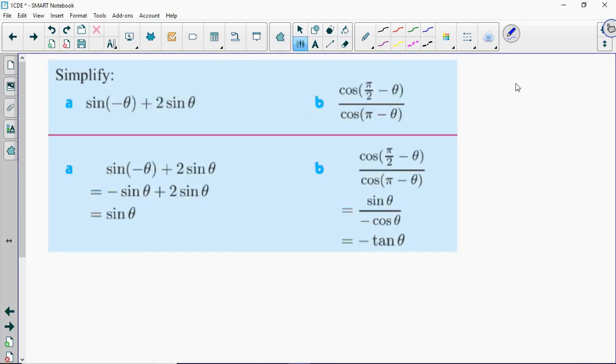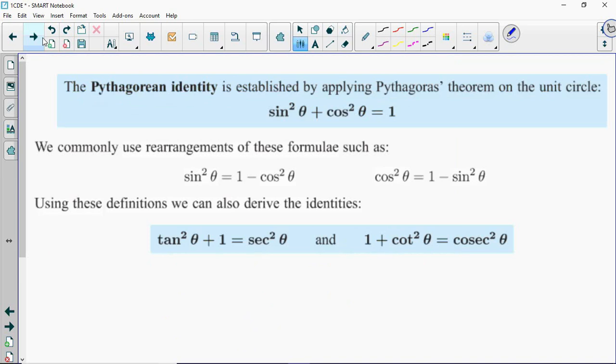Okay, we should be able to use these to simplify various expressions that might show up, as these two examples show. So take a look at them, and then we're going to move on to something that is in the formula book, which is the Pythagorean identity, or Pythagorean identities, I would say. And all three of these appear in the formula book on page 7.